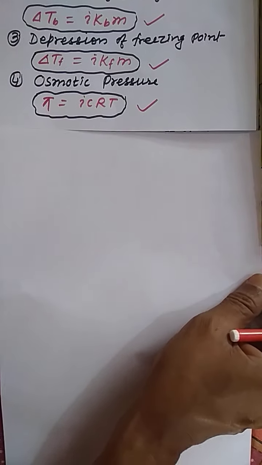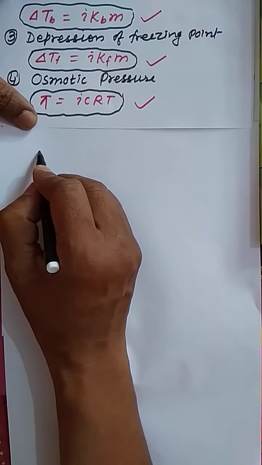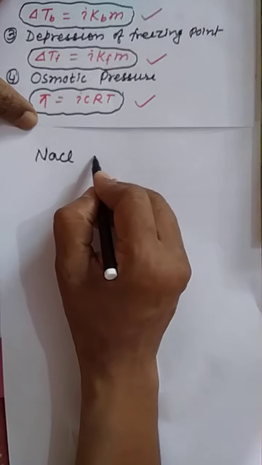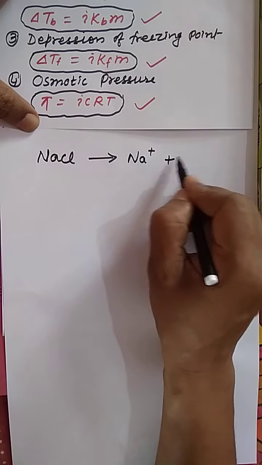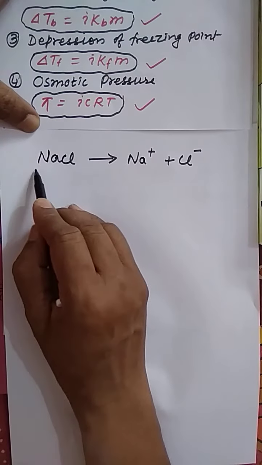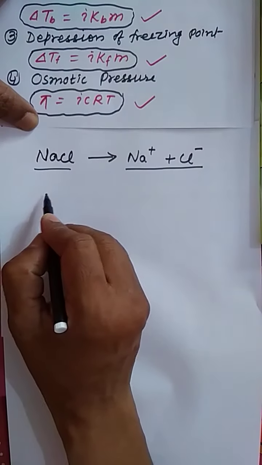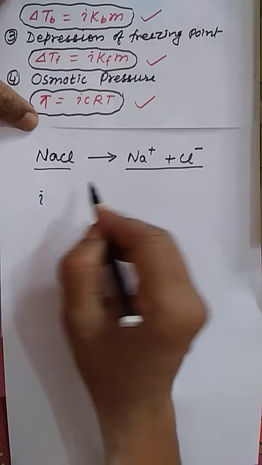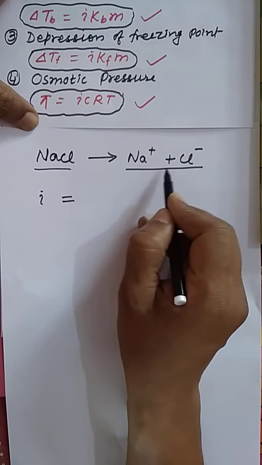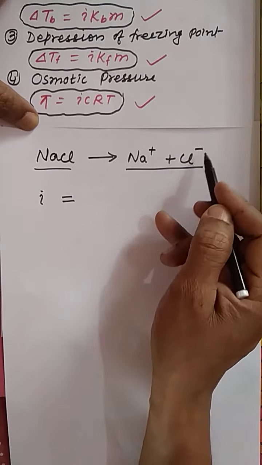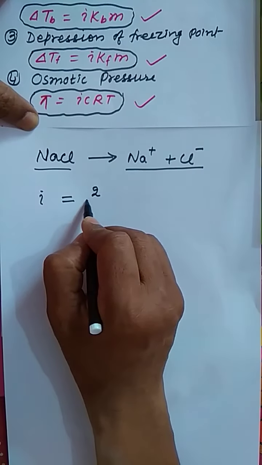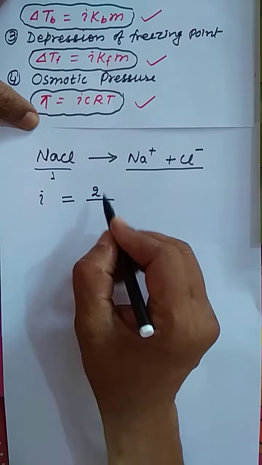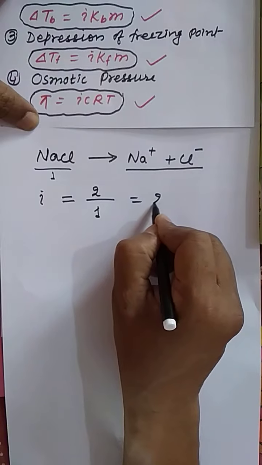Suppose in case of complete association or dissociation, as for example you take the example of NaCl. NaCl dissociates completely in aqueous solution into Na+ and Cl-. So what should be the value of i in this case? Here complete dissociation is there. i is equal to the number of molecules or ions after dissociation, this is 1 and 1, 2, and before dissociation this is 1. So 2 by 1, this is equal to 2.